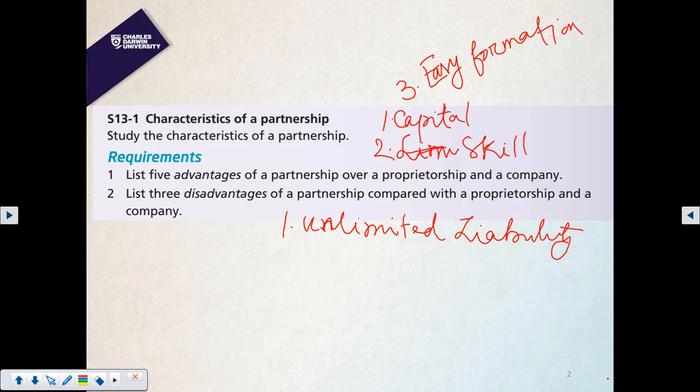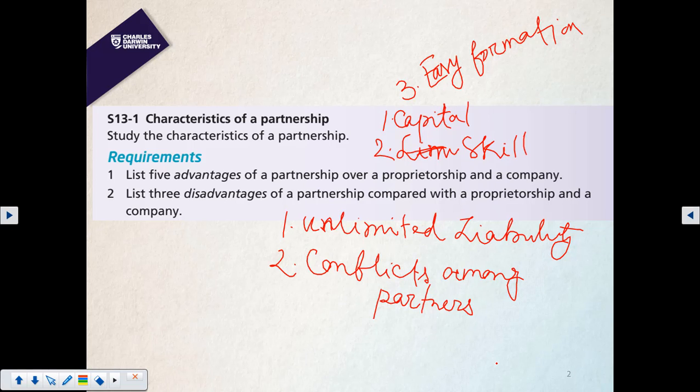Liability. Okay. Anything else? Conflicts. Very good. Conflicts among partners. Conflicts among partners could be one of the problems. Some might be not trustworthy as we expect. So anyway, something like this we can write more on this.